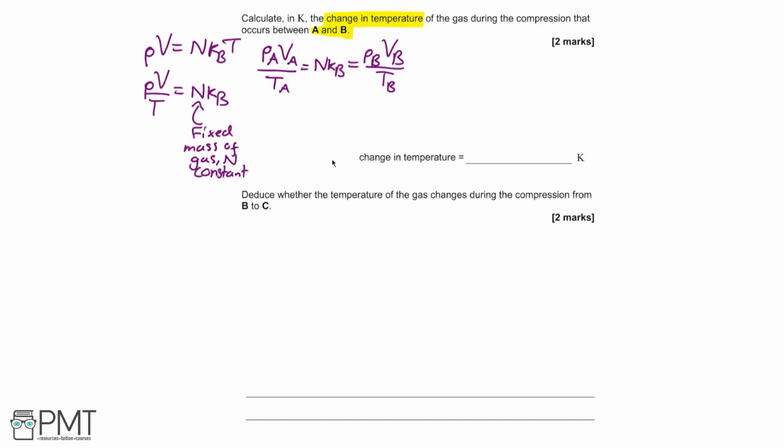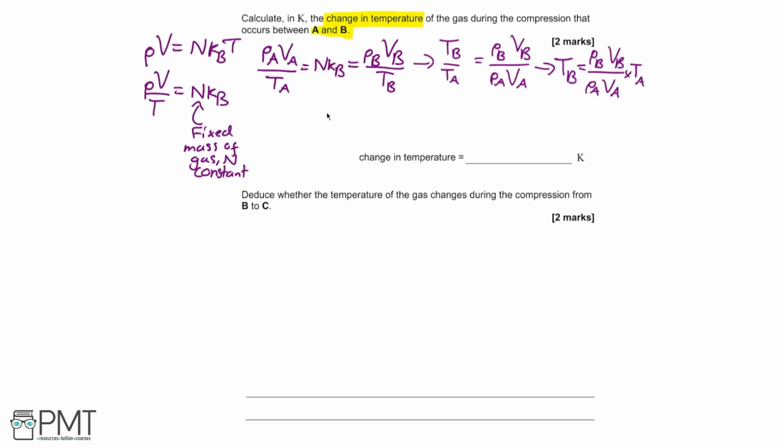So now we can rearrange this equation, firstly by multiplying both sides by TB and dividing by PA times VA to get TB divided by TA is equal to PB times VB divided by PA times VA. Then we multiply both sides by TA to get TB is equal to PB times VB over PA times VA times TA.